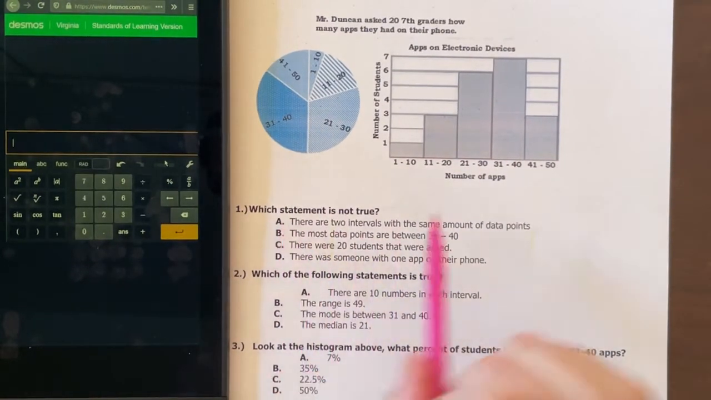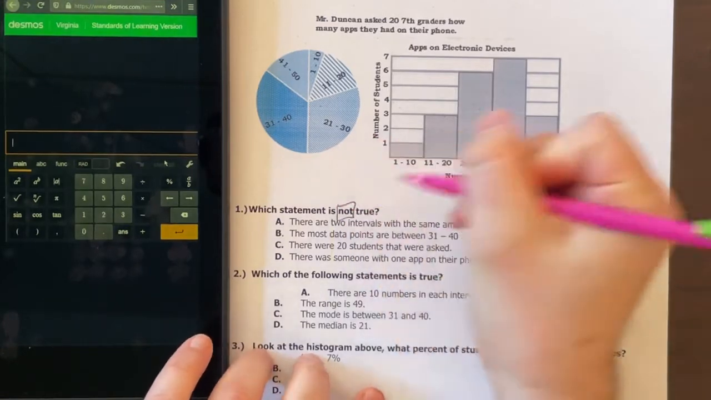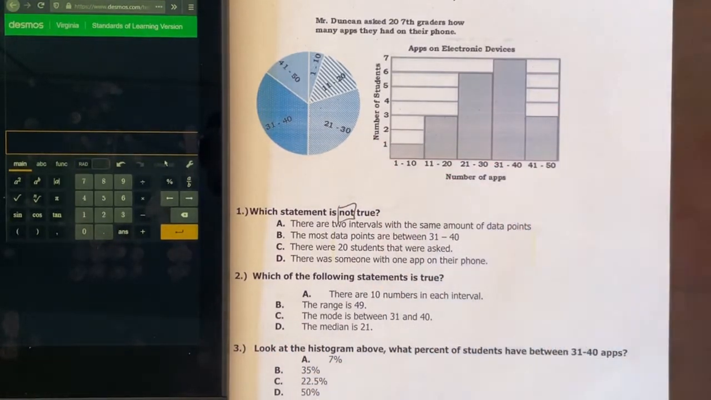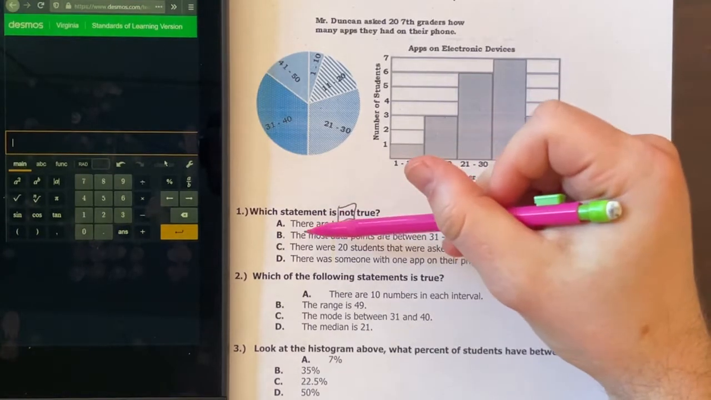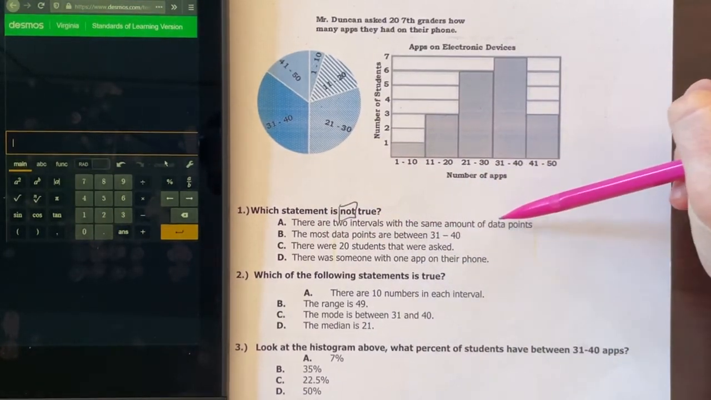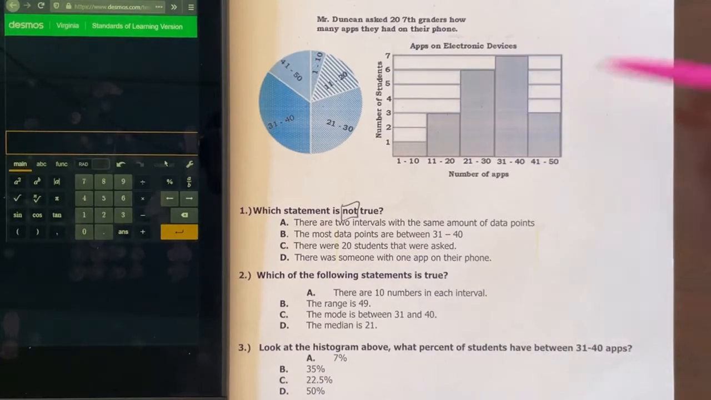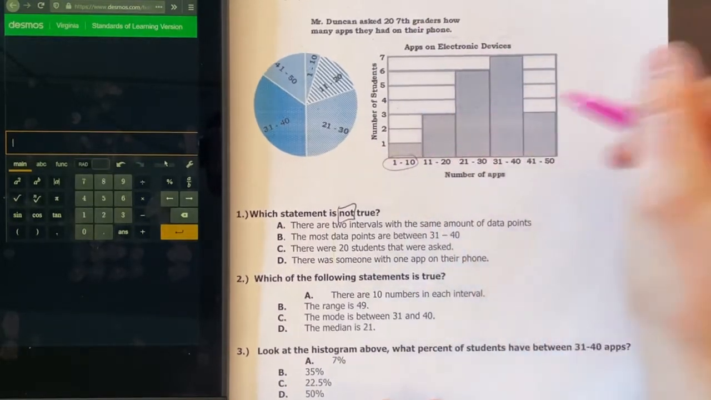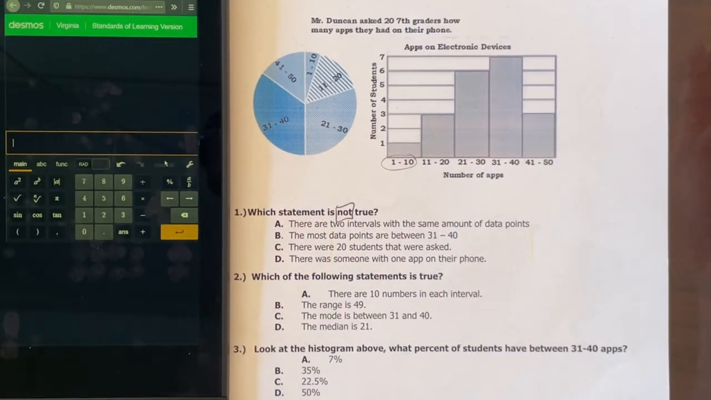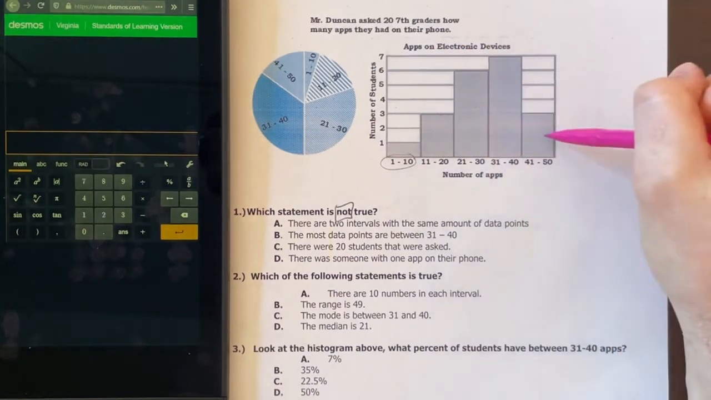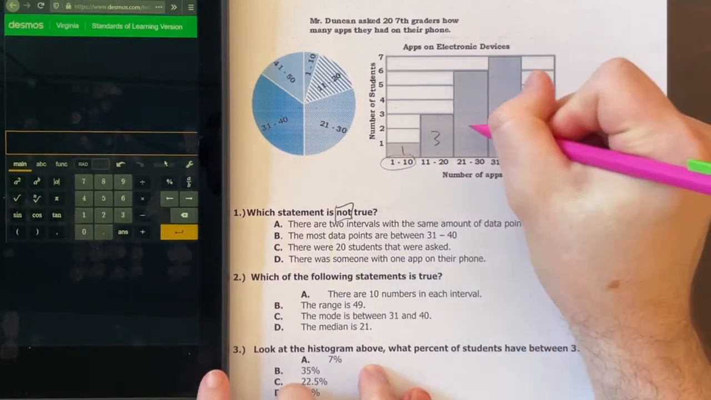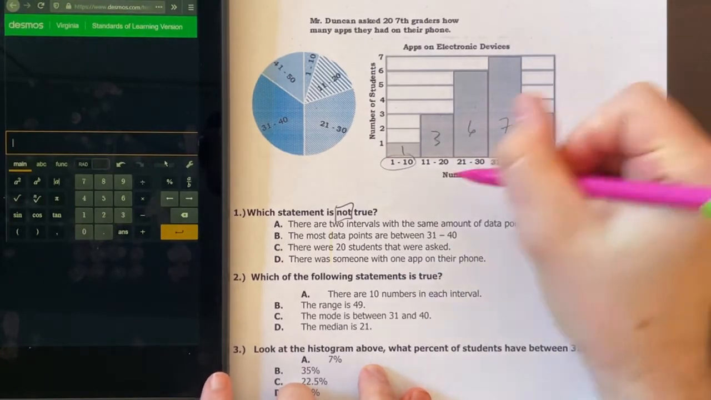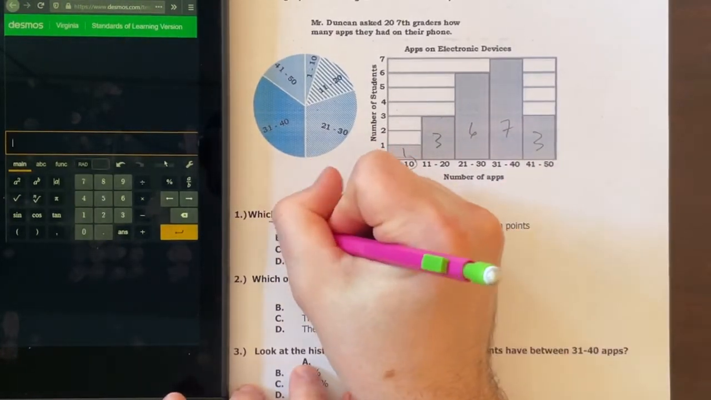So now let's try to answer some of these options. For number 1, which statement is not true? So that means there are 3 answers that are true, and another one that is false. Okay, so let's see. There are 2 intervals with the same amount of data points. Again, this is an interval between 2 numbers. Is there 2 equal amounts? Well, yes, there is. There's 1, 3, 6, 7, and 3 again. So this one is true, so we don't select that.